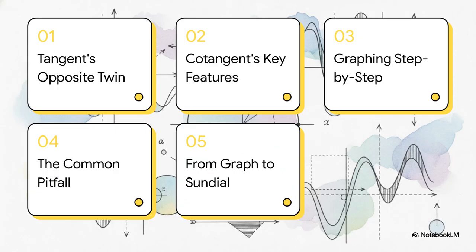Okay, so here's the game plan. We're going to start by linking cotangent to its more famous twin, tangent. Then we'll dive into what makes it unique, walk through a couple of graphing examples, and I'll point out one common mistake you really want to avoid. And you're definitely going to want to stick around for the end, because we're going to connect all this abstract math to something super cool, a sundial.